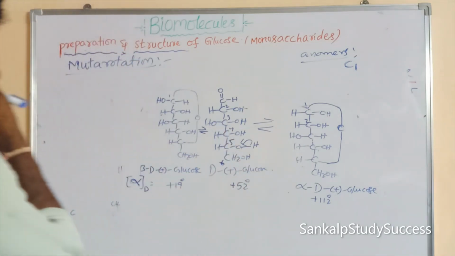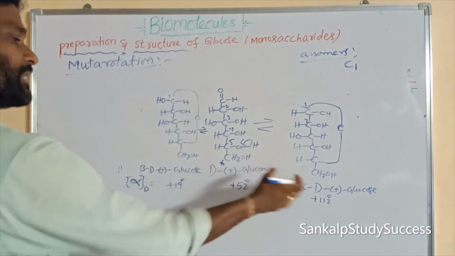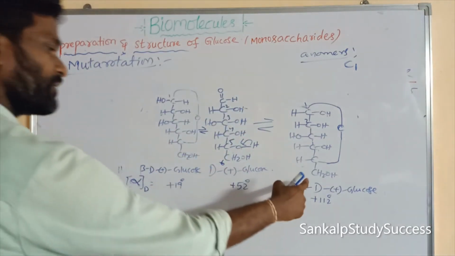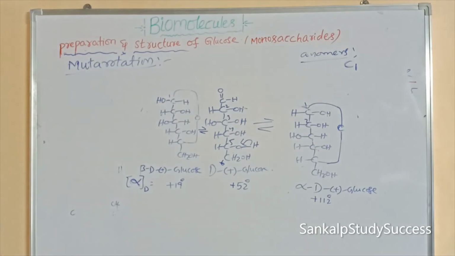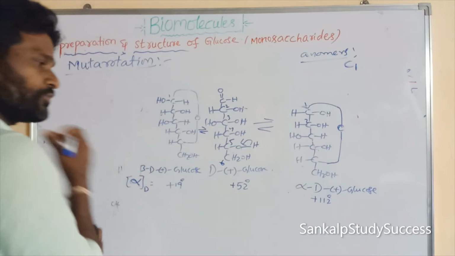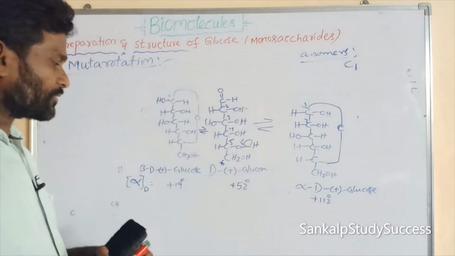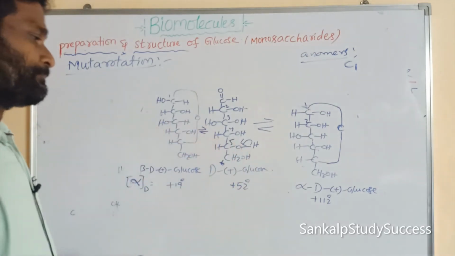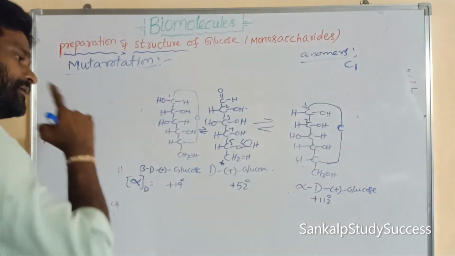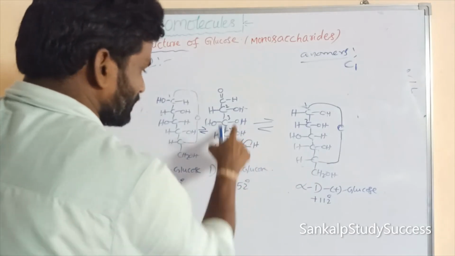This form converts to the other form and attains an equilibrium with both isomers, forms like alpha D glucose and beta D glucose. What is that? These two are isomers, alpha D glucose and beta D glucose, which are dissolved in water, and they give another form. These two are in equilibrium with this structure.